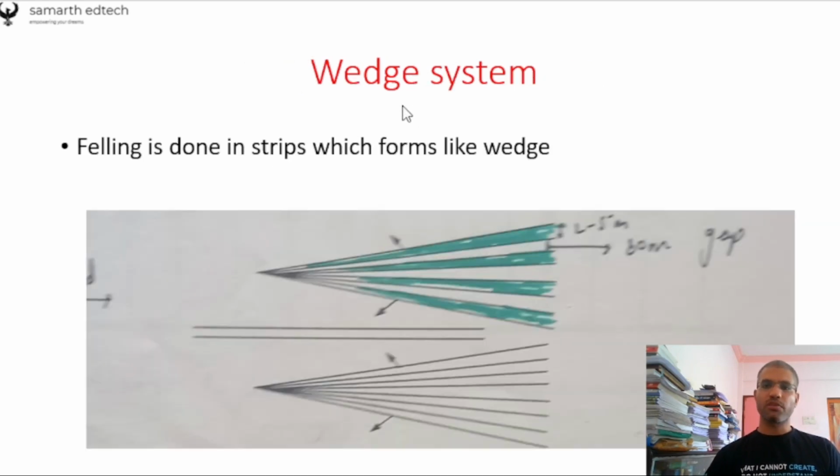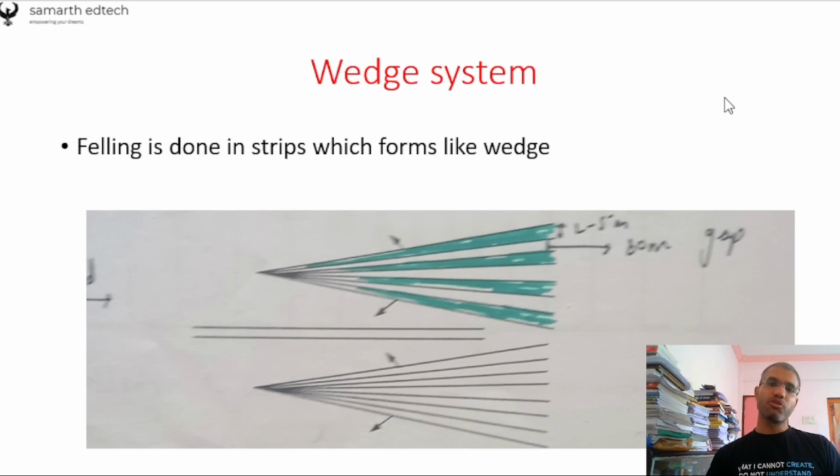Now the another one is your wedge system. This diagram has been taken from your Manikandan book. So felling is done in the strips. The felling, as you can see from the green color, is done in the form of strips, but ultimately that strip will take the form of your wedge. So that's why the name wedge system.